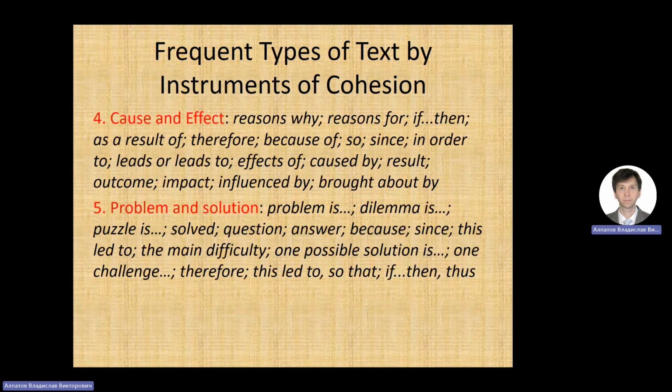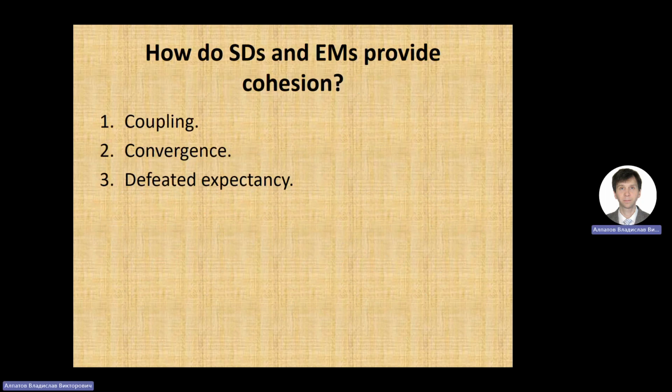Any questions? No. Good. Three more terms for us today about text analysis, and they are coupling, convergence, and defeated expectancy. This is closer to stylistics because it is about how stylistic devices and expressive means provide cohesion, apart from those types of instruments of cohesion that we have discussed so far.